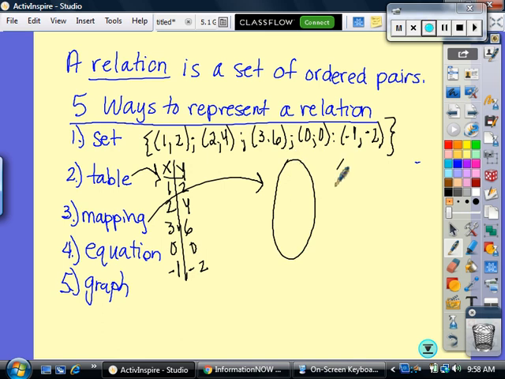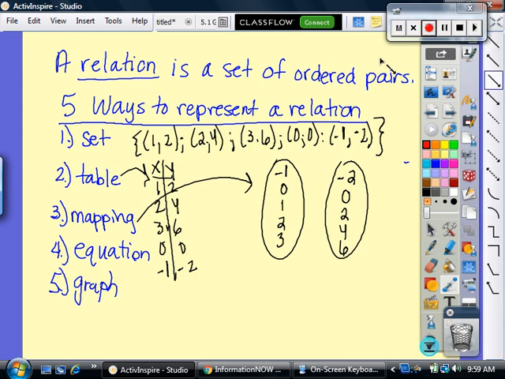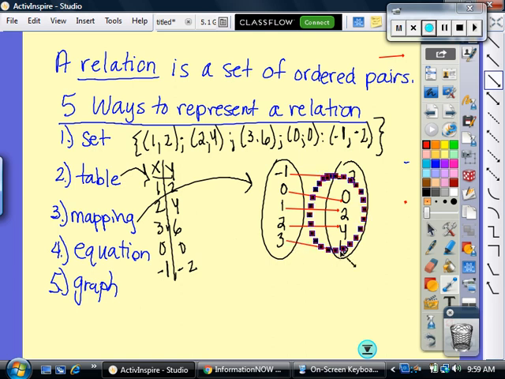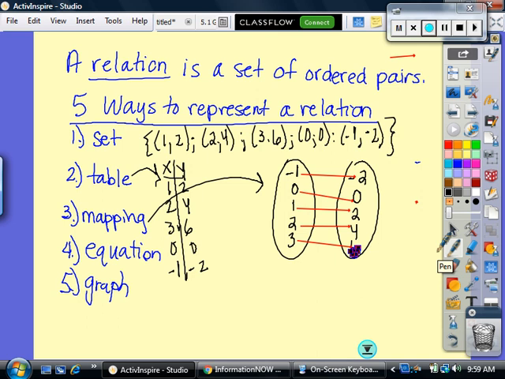Now a mapping, usually it's like 2 bubbles or 2 oval shapes or maybe even 2 rectangles, and you write all your X's here in order from least to greatest, and you write all your Y's here in order from least to greatest, and then you just match them up. All right, -1's paired to -2, 0's paired to 0, 1's paired to 2, 2's paired to 4. I made it real simple. And 3's paired to 6. So that's what a mapping looks like.